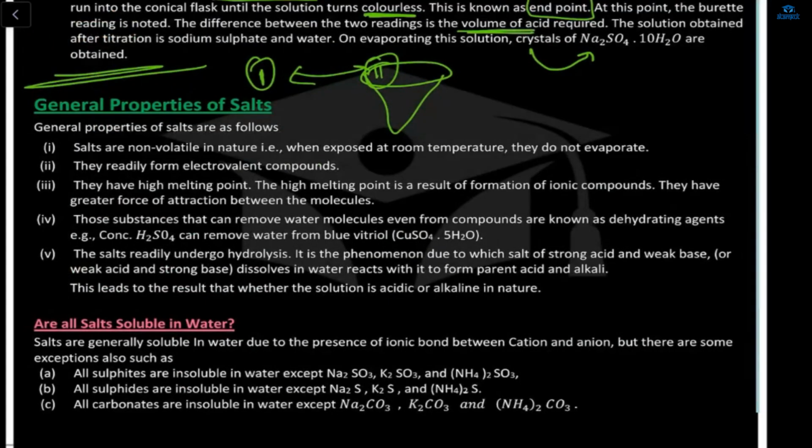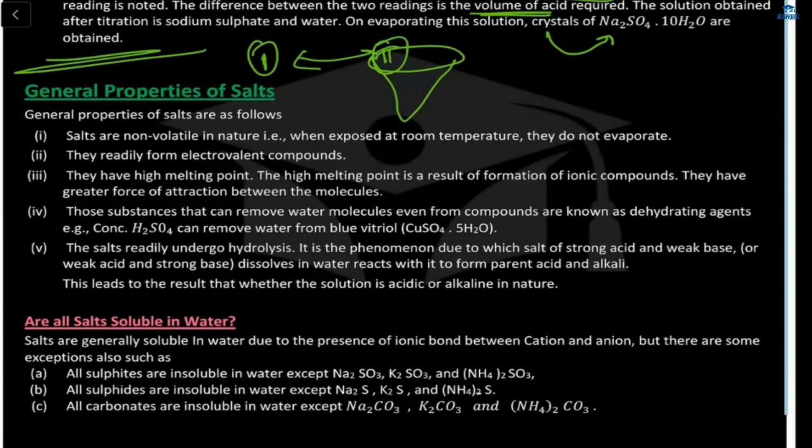What is the general property of salt? Salts have a high melting point. They are non-volatile in nature. What is the meaning of non-volatile? It means when they are exposed to room temperature, they do not evaporate. If you are taking a salt at room temperature, it does not evaporate. And they have a high melting point.